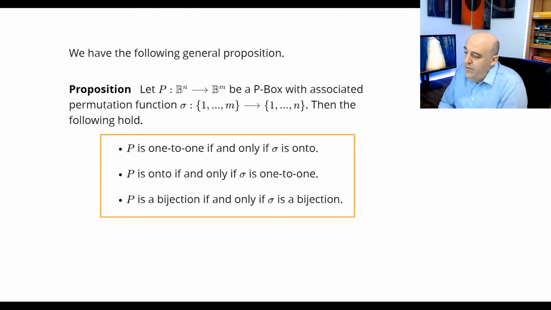Now in general though, we can express whether P is 1-to-1 or onto or a bijection in terms of the permutation function sigma. So let's say we have a p box from Bn to Bm and the associated permutation function sigma from 1 up to m to 1 up to n. Then P is 1-to-1 if and only if sigma is onto, right? The opposite property. P is onto if and only if sigma is 1-to-1, and hence it follows that P is a bijection if and only if sigma is a bijection. So those are very easy things to prove.